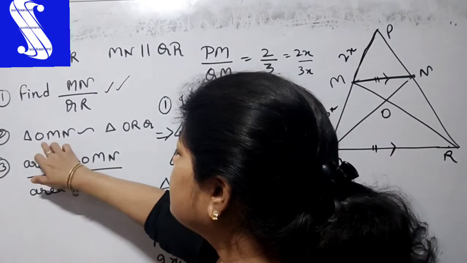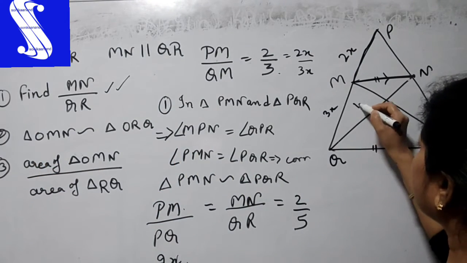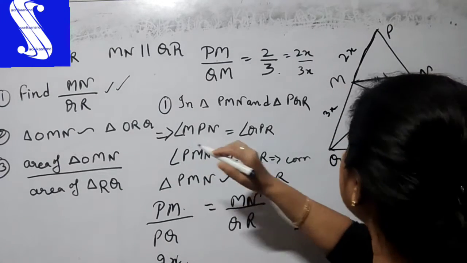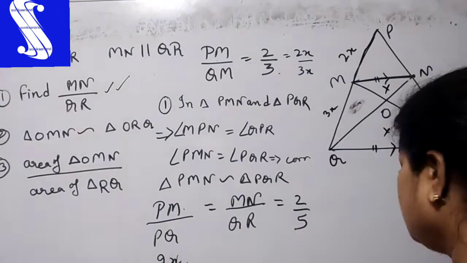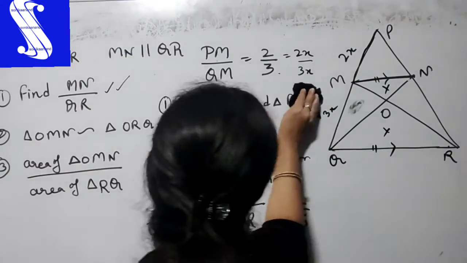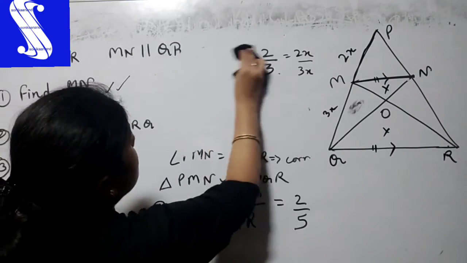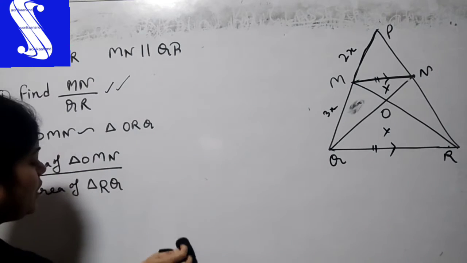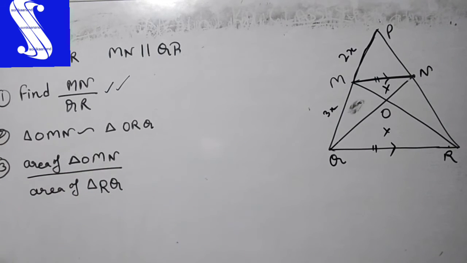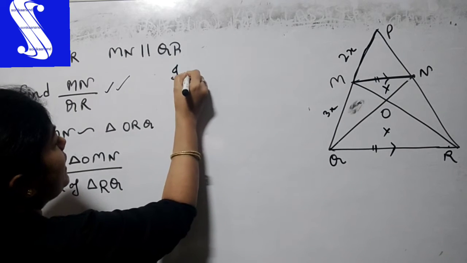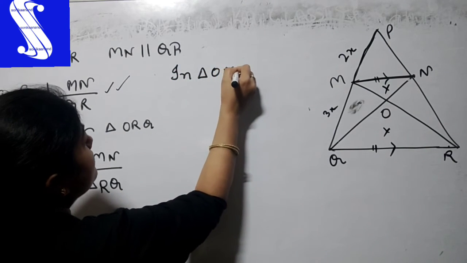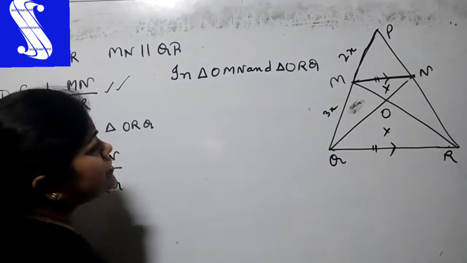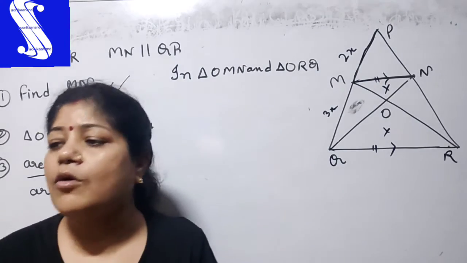Now the next one, triangle OMN, this one, is similar to triangle ORQ, this one. Now we have to prove these two triangles are similar to each other. Let's see how we do that. Now second part I am going to solve for you. Whenever there is anything given, just search it in the triangle where that lies. You write in triangle OMN and triangle ORQ. Search what are the angles which are common over here.